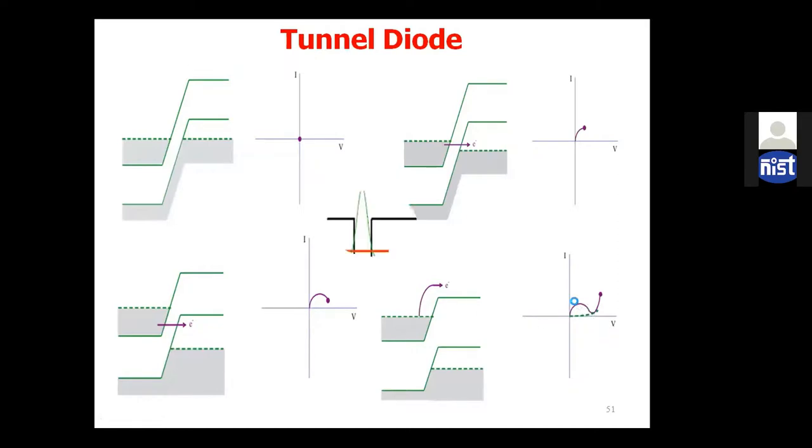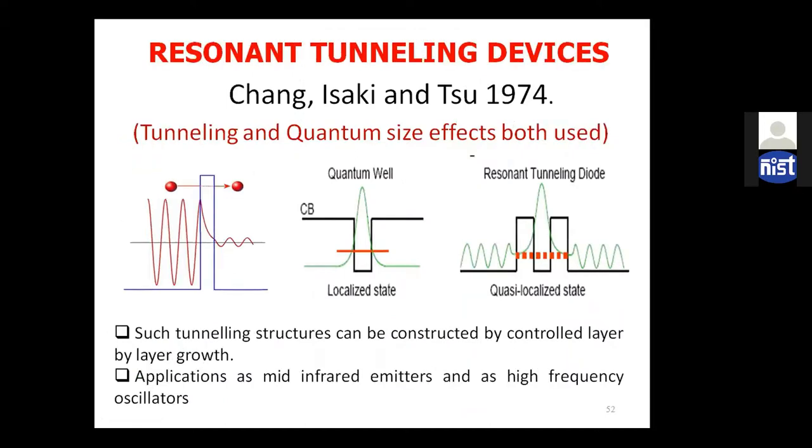That is in the tunnel diode. In the resonant tunneling device, both the tunneling concept and the quantum well concept are used. The resonant tunneling device, made by Chang, Esaki, and Tsu in 1974, used both properties, the tunneling property as well as the localized quantum confinement property. That means you take two barriers separated by a well, so the electron is confined in the well, and then you are incident with a photon, with some energy.